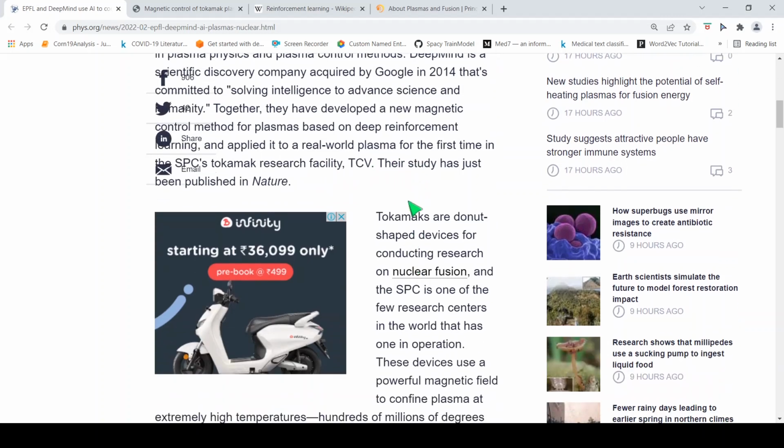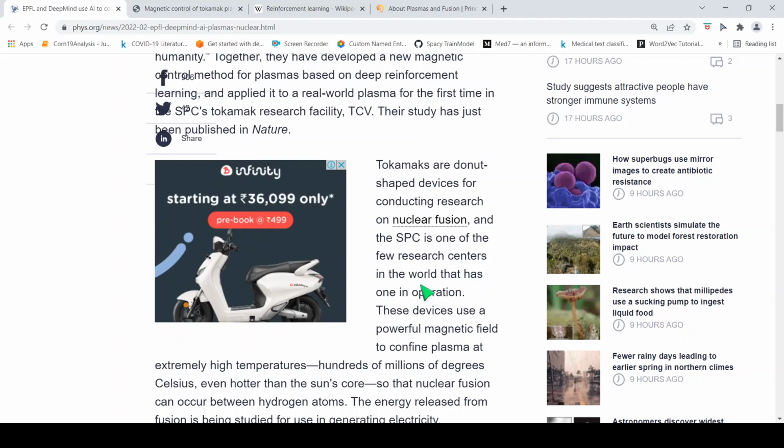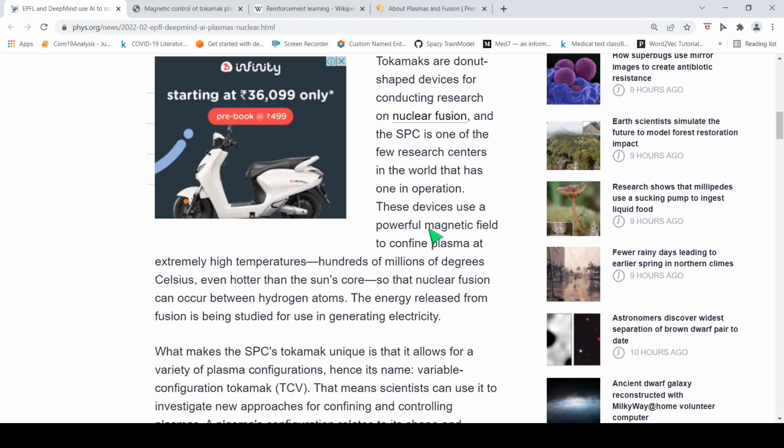Okay, so what is this tokamak? Tokamaks are nothing but donut shaped devices for conducting research on nuclear fusion, and the SPC is one of the few research centers in the world that has one in operation. Okay, now what do these devices do? They use a powerful magnetic field to confine plasma at extremely high temperatures, hundreds of millions of degrees Celsius, even hotter than the sun's core, so that nuclear fusion can occur between hydrogen atoms. The energy released from this fusion is being studied for use in generating electricity.